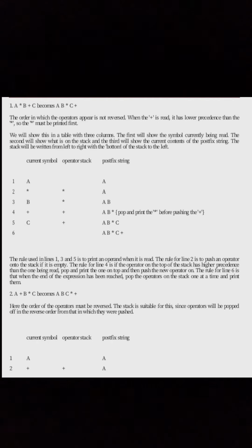See the second example. See the continuation of the second example. Then the third example.